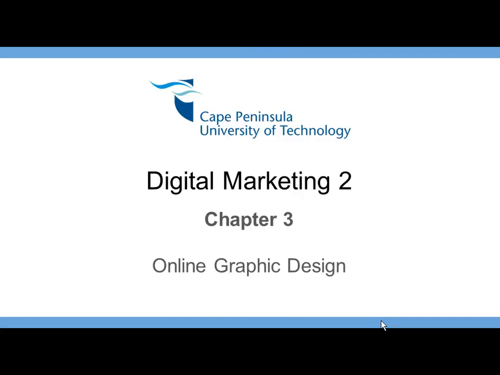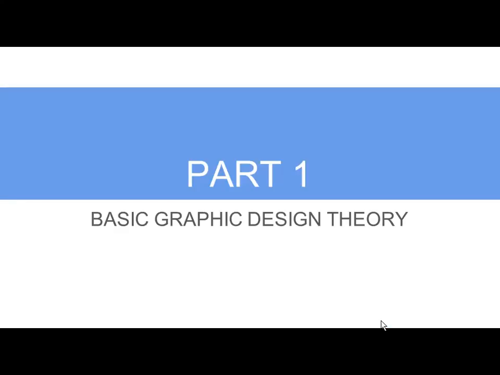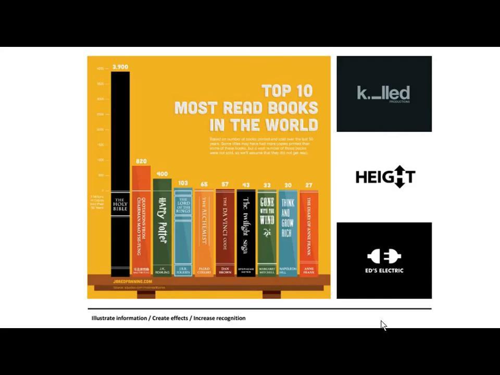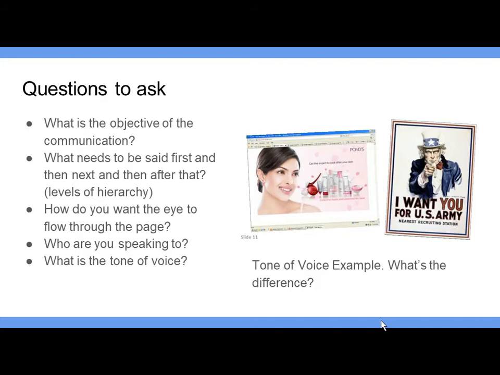Okay, so let's begin. Part one, graphic design theory. Just a little bit of theory on graphic design. Okay, so you need to ask some questions. For example, what is the objective of the communication? What needs to be said first and then needs to be said next? How do you want the eye to flow through the page?